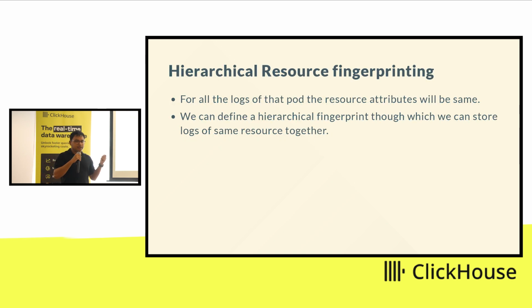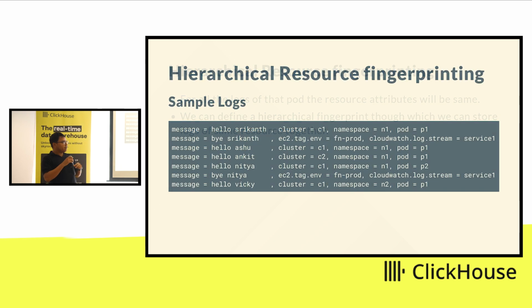So now we wanted a system where, without changing the order by key, we could build a schema in such a way that it will always group the data of the same resource together. What we wanted to achieve was, let's say two sources are sending data, we wanted to make sure the sources are clubbed together so that we can utilize the primary index better. So here comes hierarchical resource fingerprinting. This is something that we came up with.